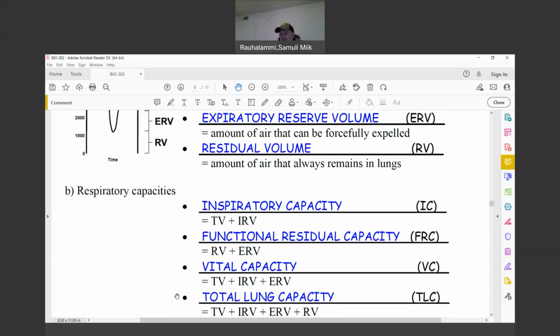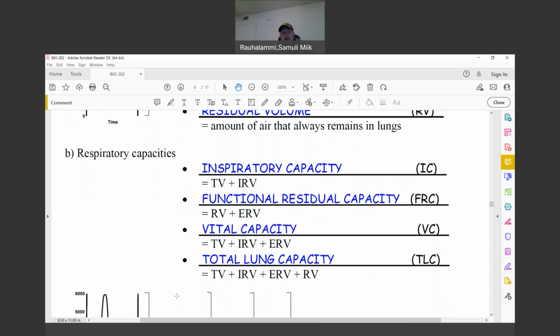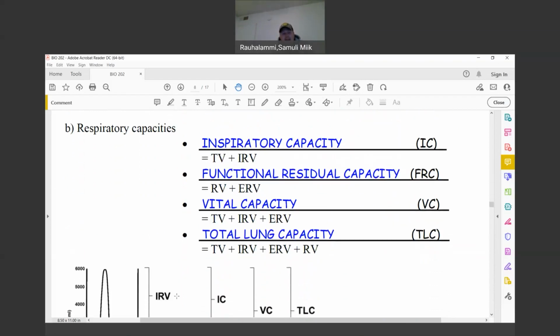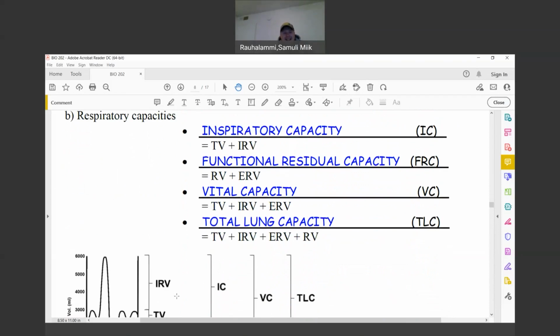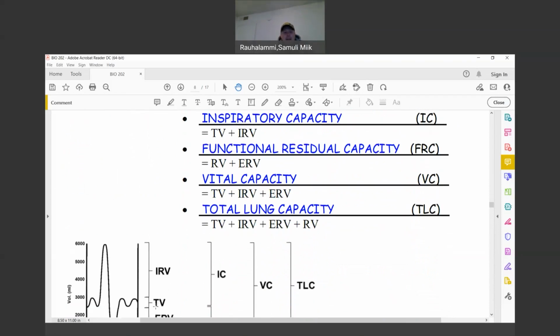If we take our respiratory volumes, we can use them to calculate respiratory capacities. Let's have a look at that together. So if we're talking about our inspiratory capacity, IC, that refers to adding the tidal volume, the normal breathing volume, and the inspiratory reserve volume together. So that's how much we can breathe in, both normally and the extra that we can do.